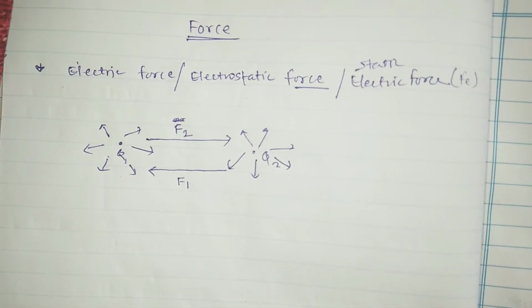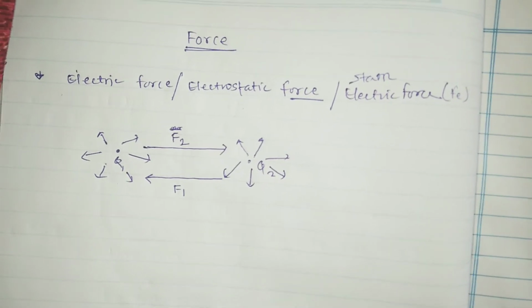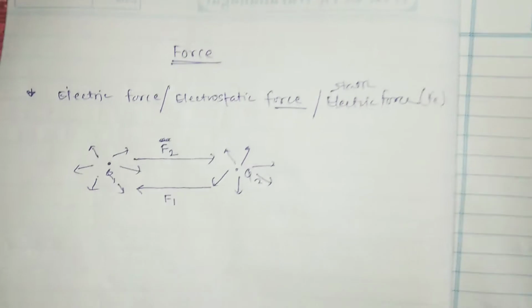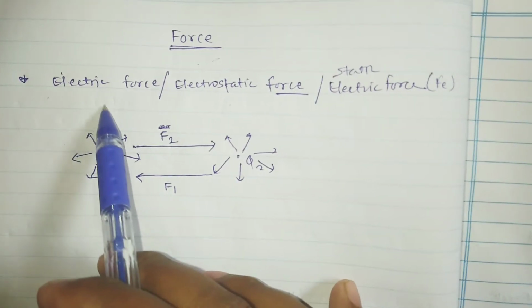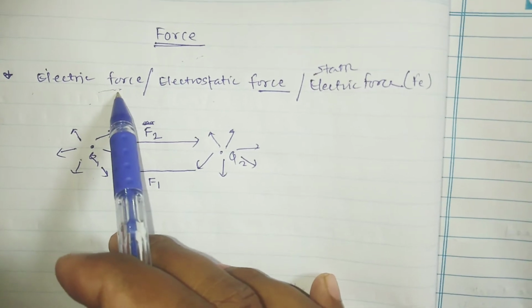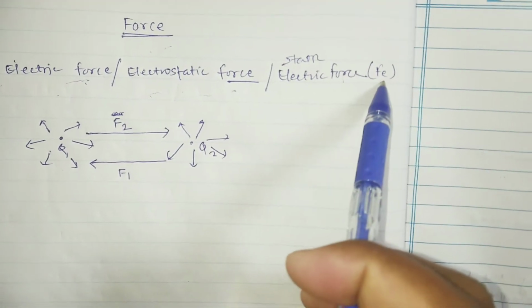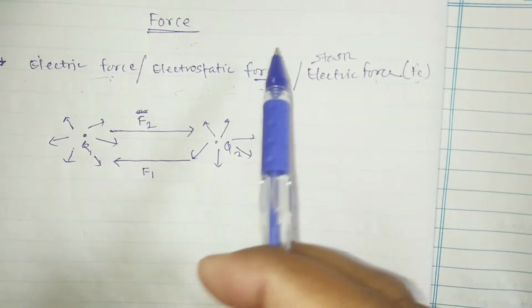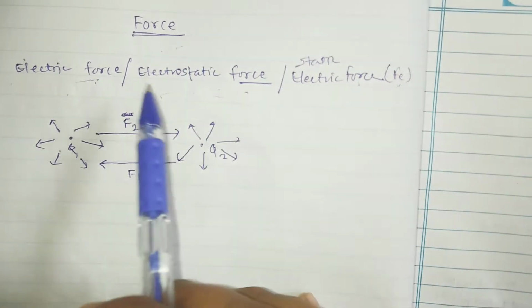Last video we have seen unit vector. So in today's video we are going to see force. Here force is nothing but electric force, or the electrostatic force, or only the static force, right? There is a magnetic force also, but this is a different one; this is electric force, right?